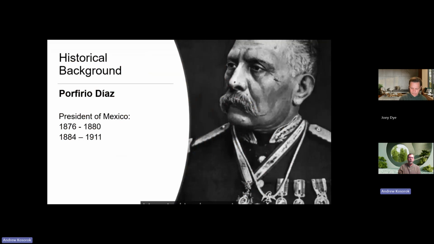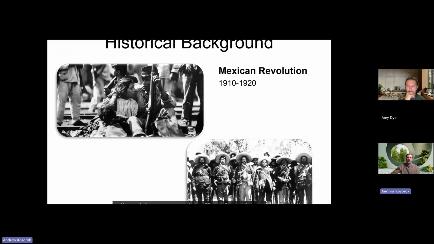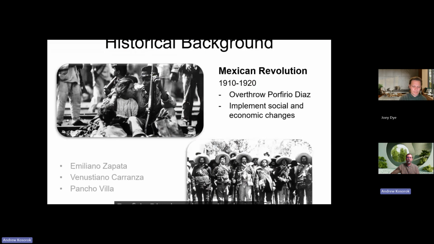Porfirio Diaz was president of Mexico at the end of the 19th century and beginning of the 20th century. He was greatly criticized because of the great disparity between the rich and the poor, the exploitation of workers, and the fact that he was always favoring European culture and seemed to be ashamed of his own culture and didn't value Mexican culture. And also there were some allegations of electoral corruption that allowed him to stay in office for a long time. This situation led to the Mexican Revolution between the years of 1910 and 1920. The main goal was to overthrow Porfirio Diaz, but also to implement social and economic changes.